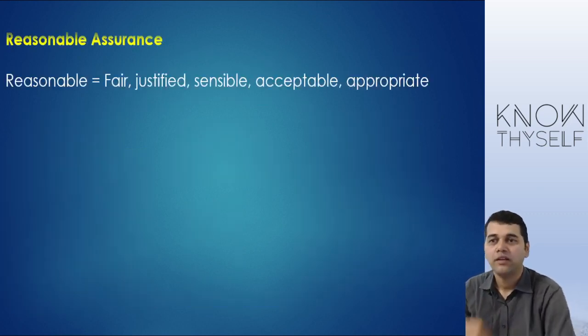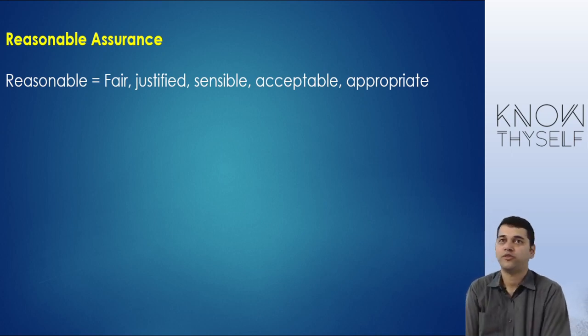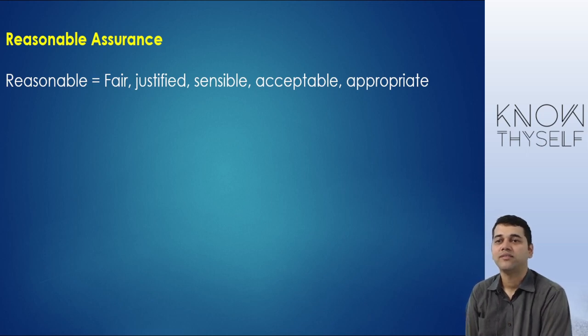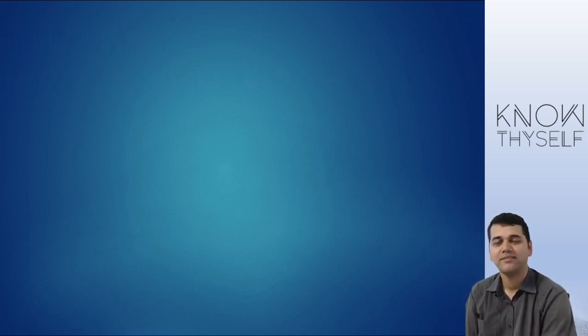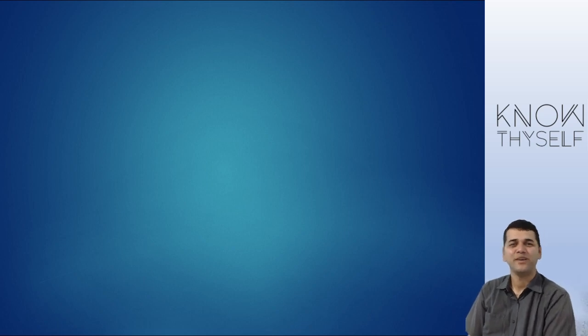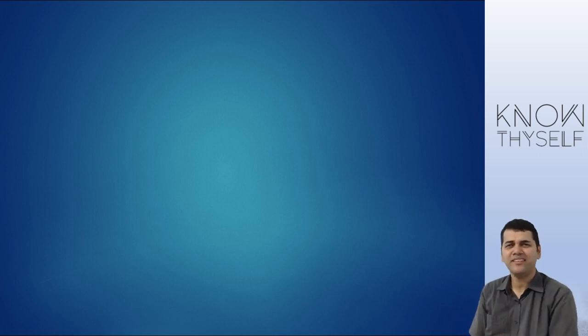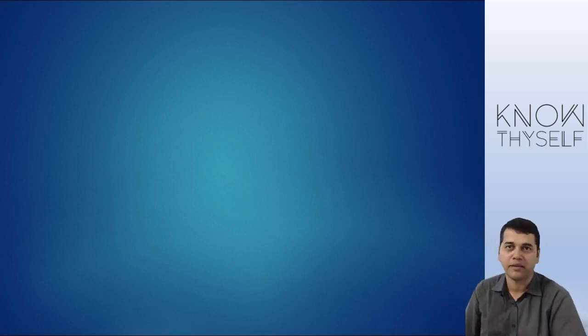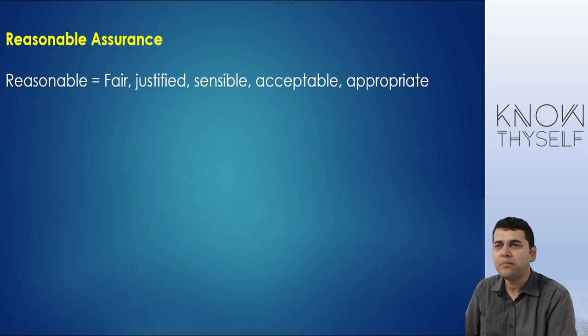Okay. Now, what do you mean by reasonable assurance? Assurance we understood. Reasonable means what? Acceptable. See, you call some plumber for fixing a pipe. He has fixed the pipe and says, pay me 2 lakh rupees. You feel like slapping him, no? You tell him to ask some reasonable money. Reasonable is fair, justified, acceptable, sensible, appropriate.